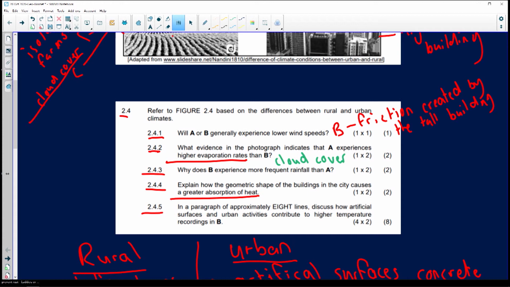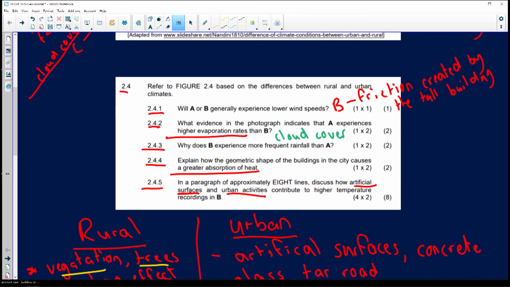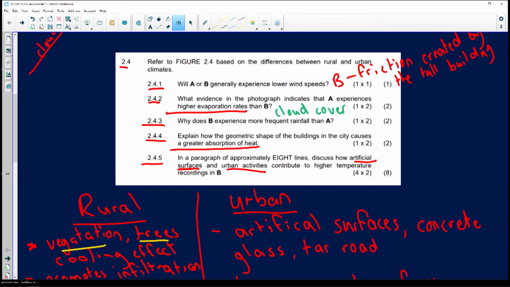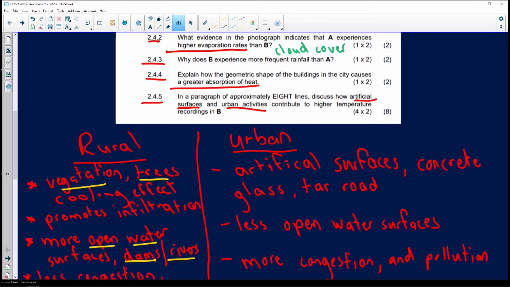in that paragraph, approximately 8 lines, discuss how artificial surfaces and urban activities. Okay, so they want to know two things. And urban activities contribute to the higher temperature recordings in B. Now, I've basically answered 2.4.5 for you over here. So I'm going to mention to you. The artificial surfaces, what did we say? Okay, what does the artificial surfaces do? They absorb. Okay, it's fake. It's not real. For instance, the assembly quad, I just mentioned it to you.